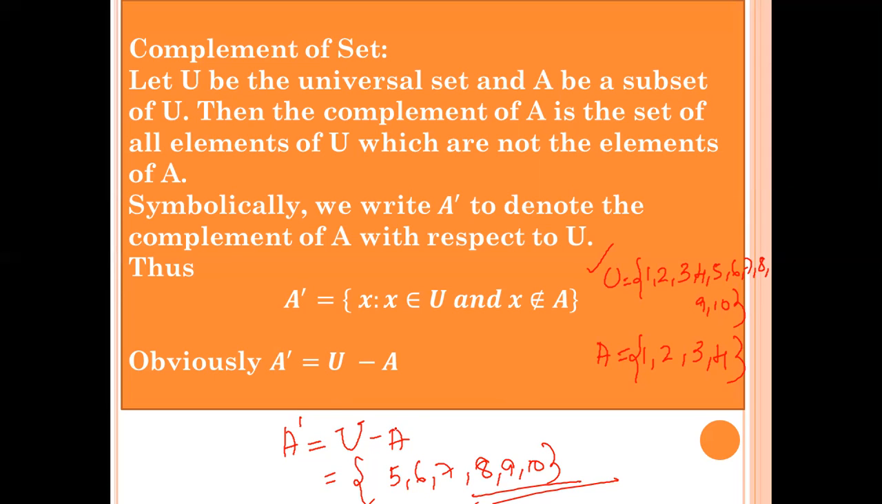From the universal set you are subtracting the set A, which means you are finding the difference of two sets. Which are the two sets? U and A. So you have to write all those elements in the universal set which are not in A.